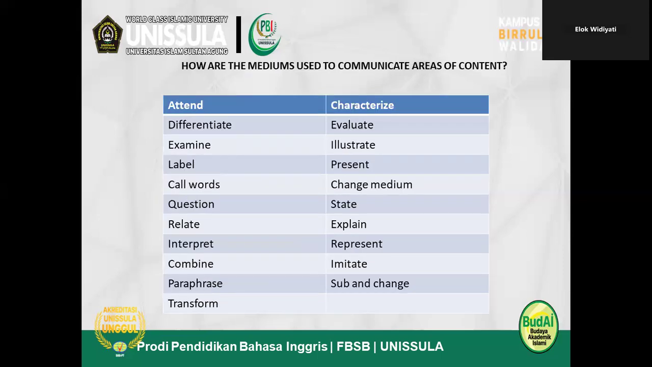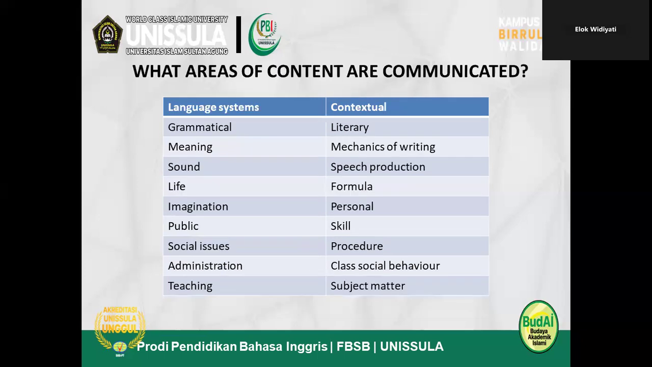Now, how about the communicate areas of content? The first is attend, differentiate, examine, label, keywords, question, relate, interpret, combine, paraphrase, transform, characterize, evaluate, illustrate, present, change medium, state, explain, represent, imitate, and the last is sub and change.